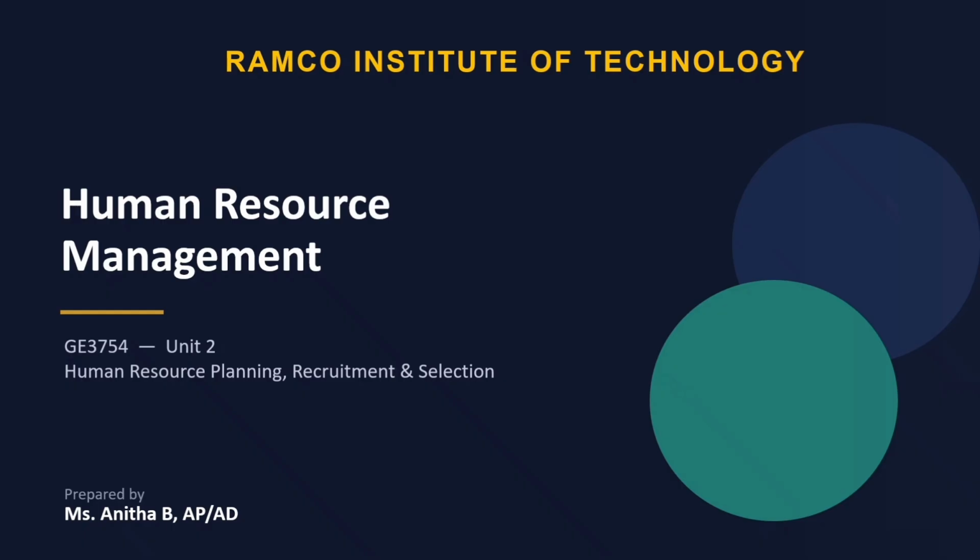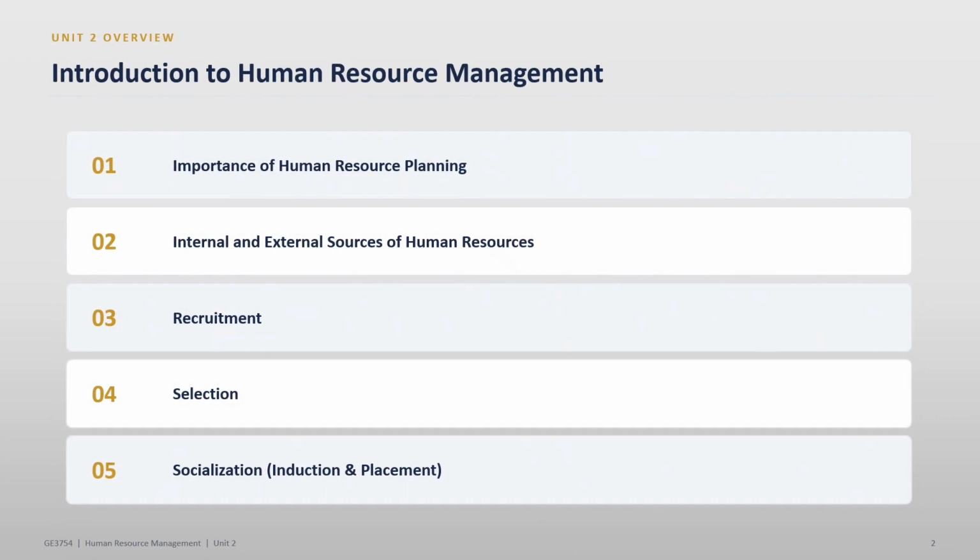Therefore, the HR department has to systematically plan the organization's manpower recruitments and identify the suitable sources for recruiting the employees, and also select the right candidates and help newly appointed employees to adjust into the organization. The major topics covered in this unit are human resources, internal and external sources of human resources, recruitment, selection, and socialization.